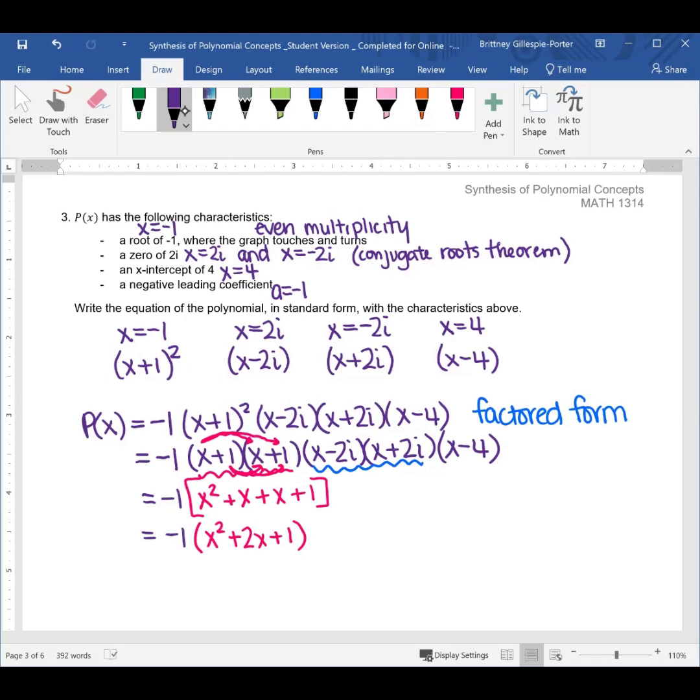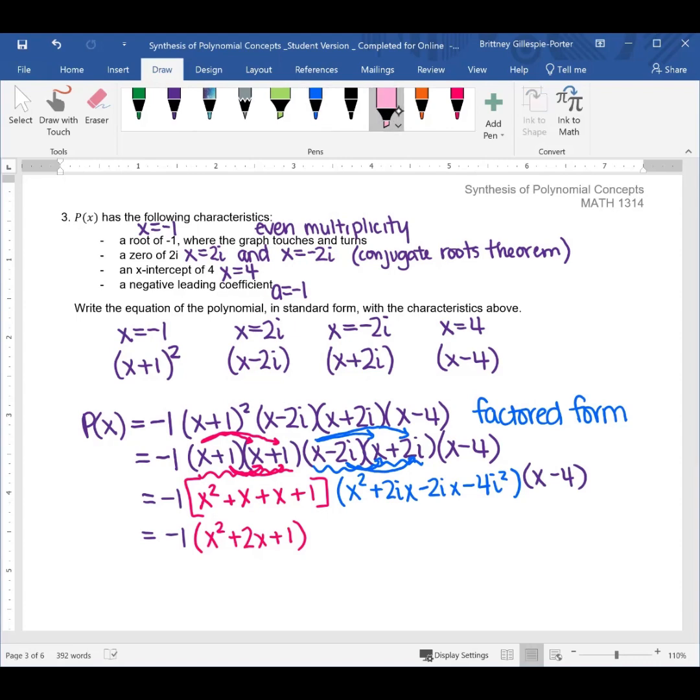Okay, let's multiply the i's. x times x gets us x squared. x times 2i gets us plus 2ix. Inside, -2i times x is -2ix. And -2i times positive 2i gets us a -4i squared. And my x minus 4 is alone for the ride.